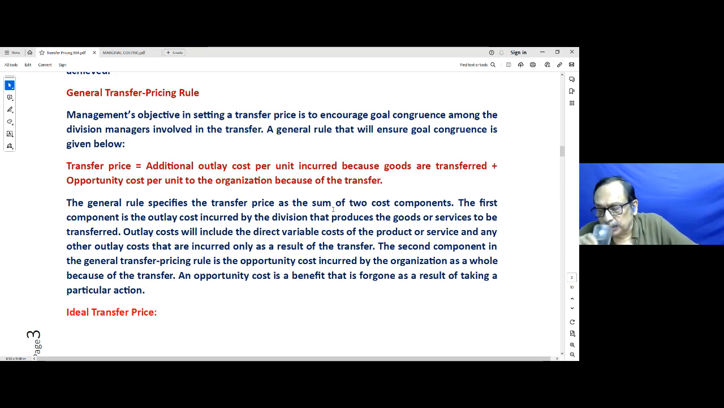Now let me explain this. Say, if the manager of division A is willing to transfer 1000 units to division B, then automatically whatever costs are being incurred by division A should be taken into consideration, plus opportunity cost. Opportunity cost here means there are two basic characteristics that the cost should have. Number one, resources are scarce and each resource should have an alternative use.